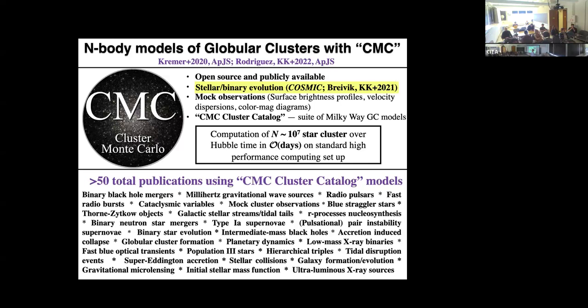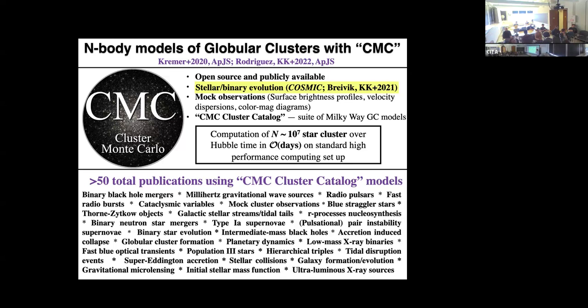Okay, I'm going to show just one slide on our simulation details, but we can talk later if people are interested in the details specifically. This is an n-body type simulation code that uses a well-understood Monte Carlo algorithm that's been around for a few decades now to solve the n-body problem for globular clusters.